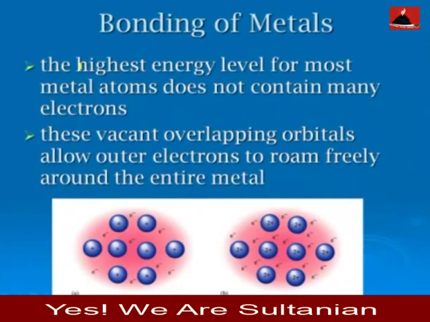But bonding of metals. The highest energy level for most metal atoms does not contain many electrons. This is where we have the whole d-block, 2, 3, 4, 5, d and p blocks. And since they're all to the left of the stair step on our periodic table, they all have lower numbers of valence electrons. And so these vacant overlapping orbitals allow the outer electrons to roam freely.